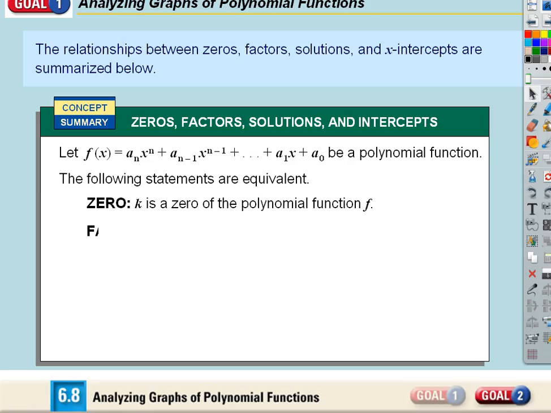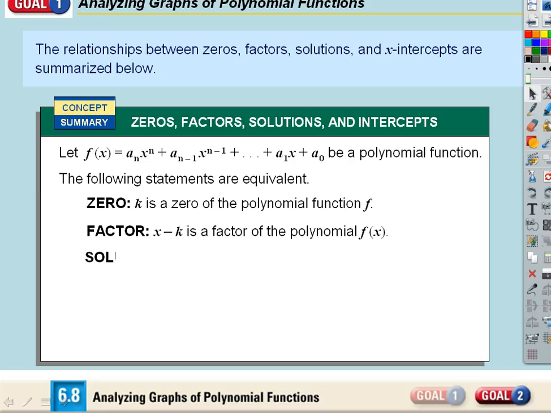That's exactly equivalent to saying that x minus k is a factor of the polynomial. And we talked about that. Remember, our recipe for generating a factor from a 0 is just subtract the 0 from x. Okay? Same thing as saying k is a solution of the polynomial equation f of x equals 0. Right? And like we said, that's a 0 because when I plug k in for x, I get back 0 for the value of the function.